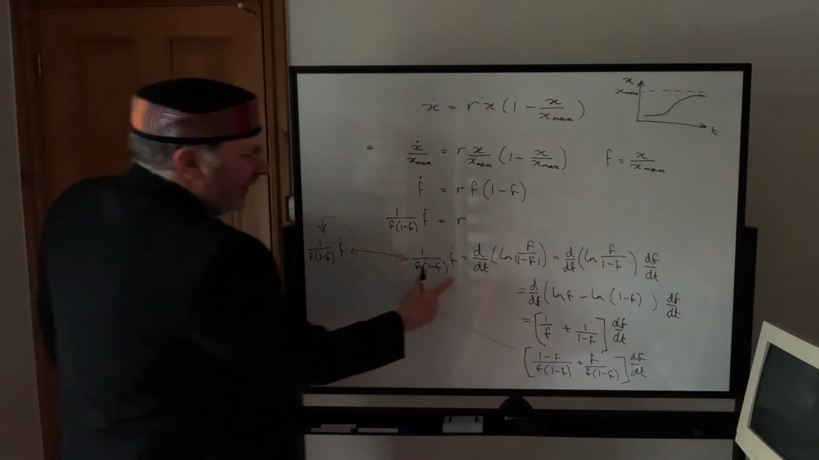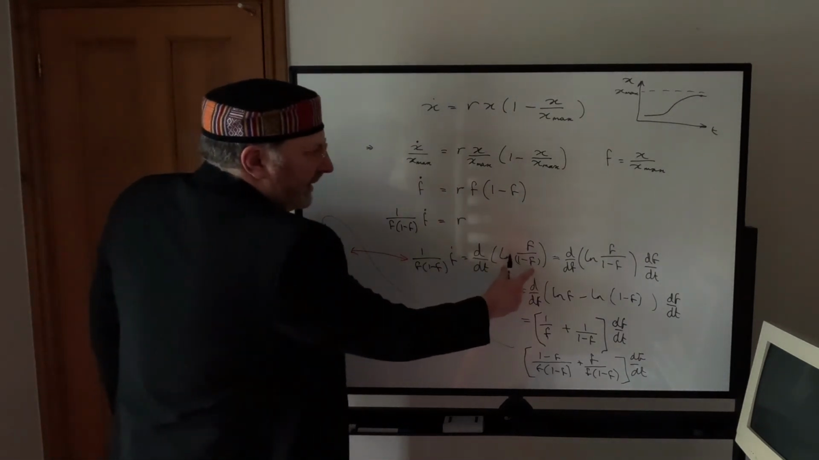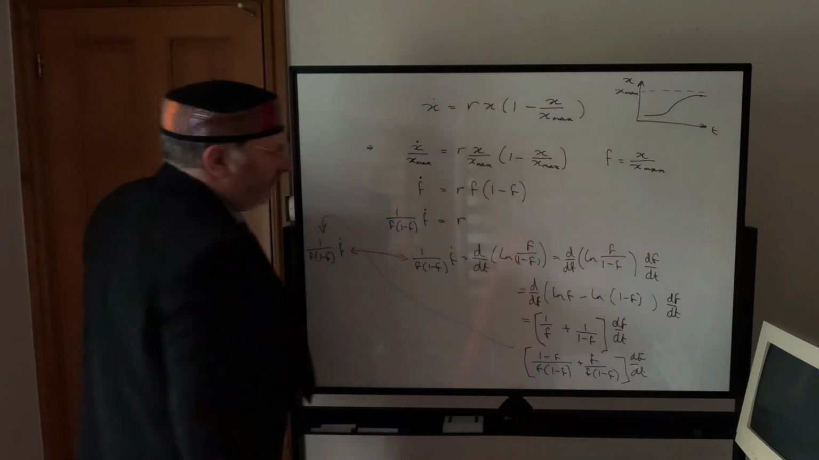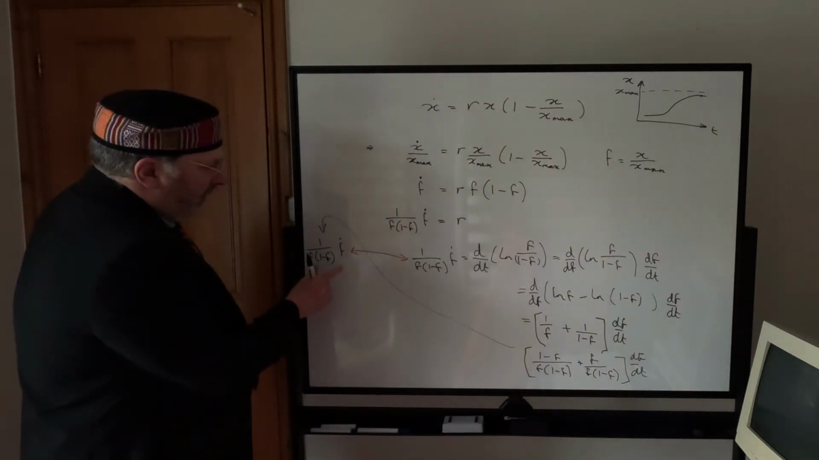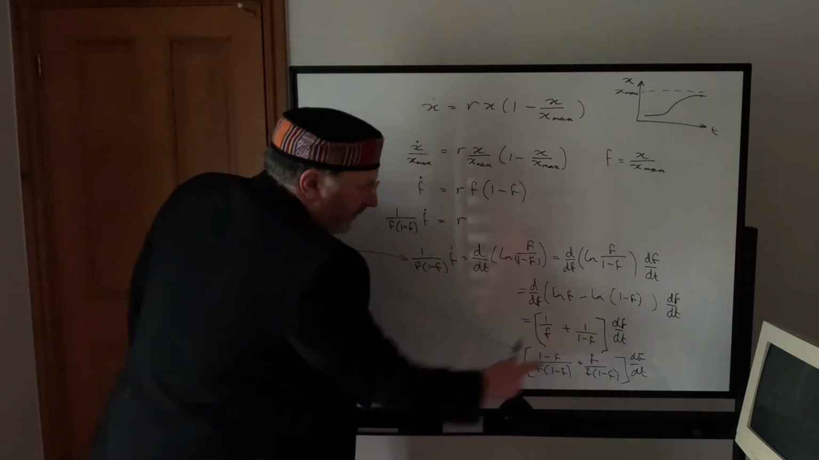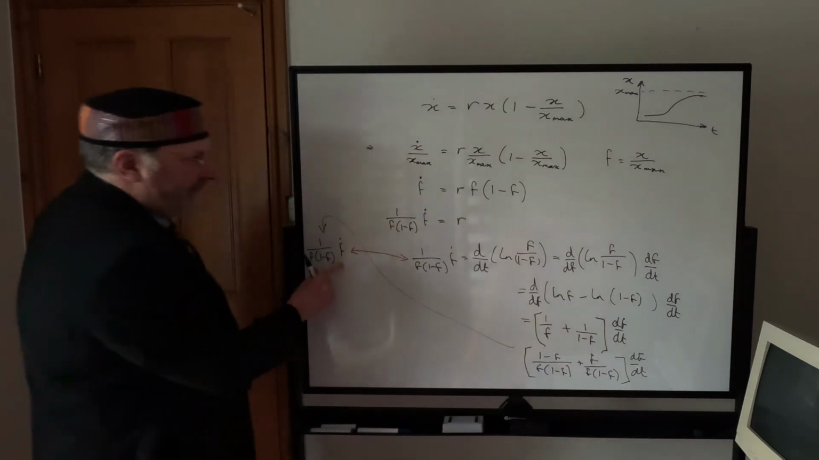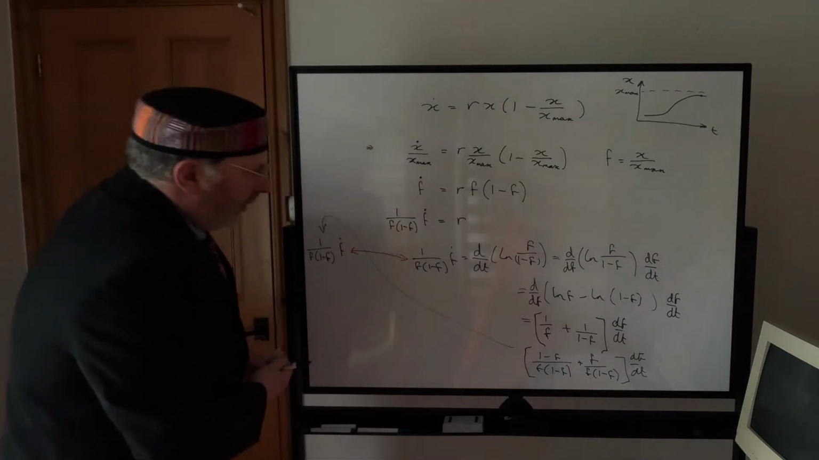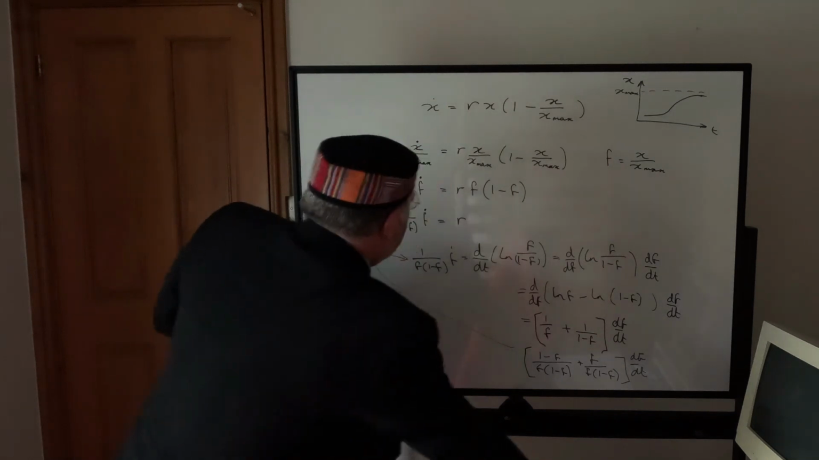So I said that this is equal to d by dt of log f over 1 minus f, and I've just shown you that indeed it is. So we can get rid of that.